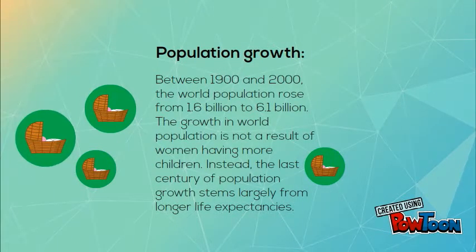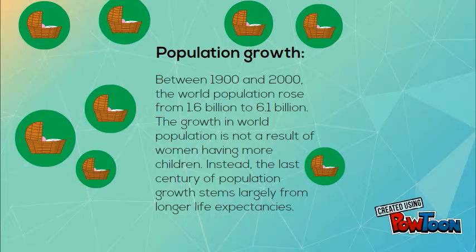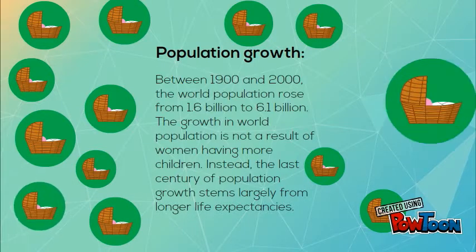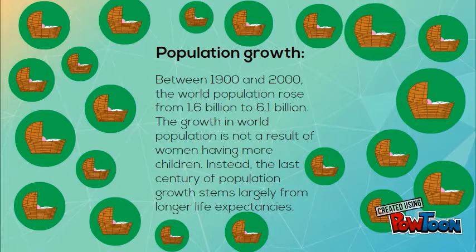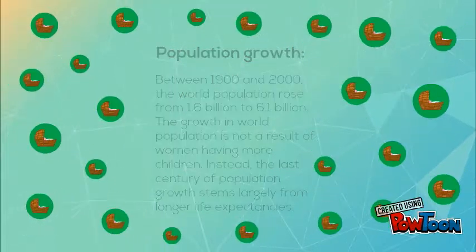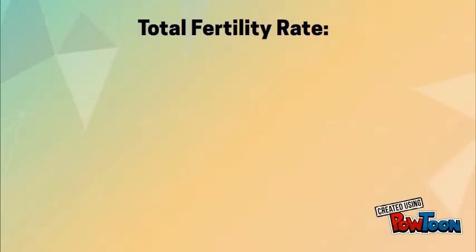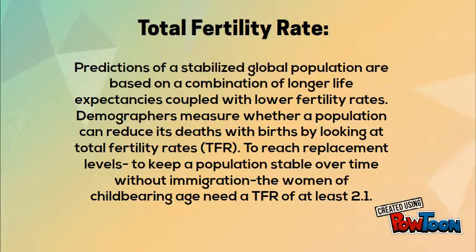Between 1900 and 2000, the world population rose from 1.6 billion to 6.1 billion. The growth in world population is not a result of women having more children. Instead, the last century of population growth stems largely from longer life expectancies. Predictions of a stabilized global population are based on a combination of longer life expectancies coupled with lower fertility rates.